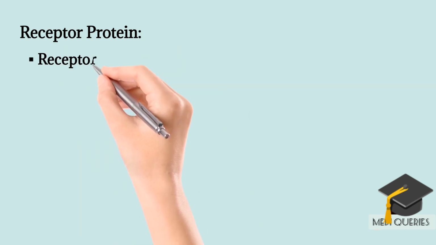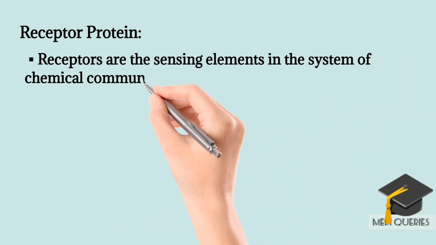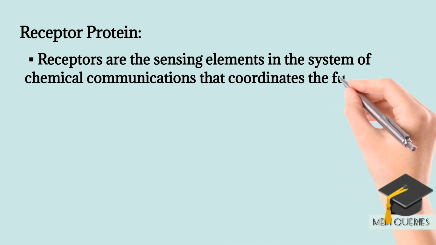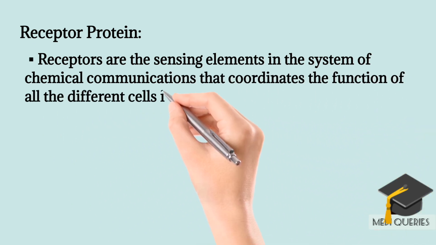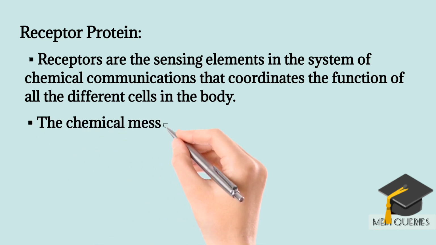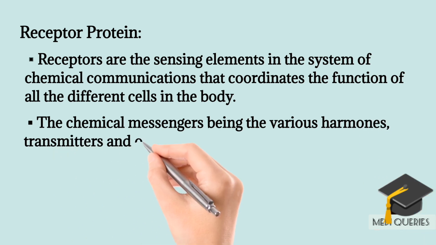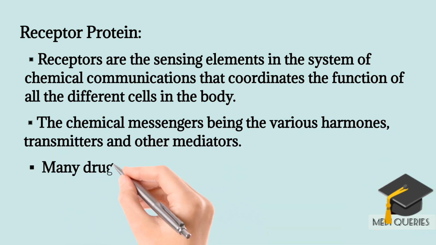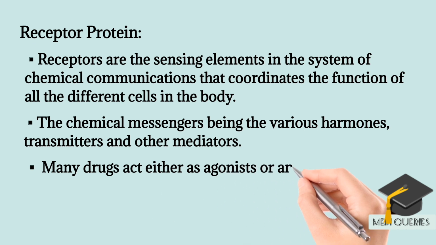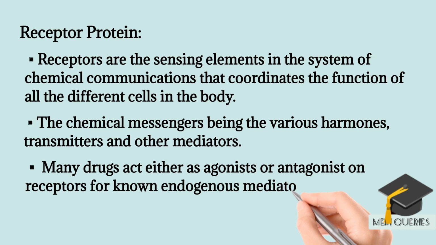Receptor protein. Receptors are the sensitizing elements in the system of chemical communication that coordinates the function of all the different cells in the body. The chemical messengers being the various hormones, transmitters and other mediators. Many drugs act either as agonists or antagonists on the receptors for non-endogenous mediators.